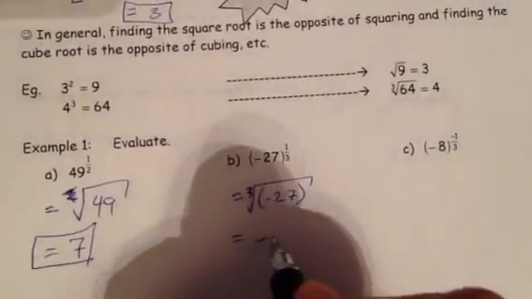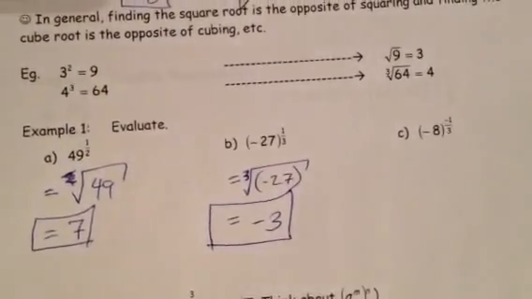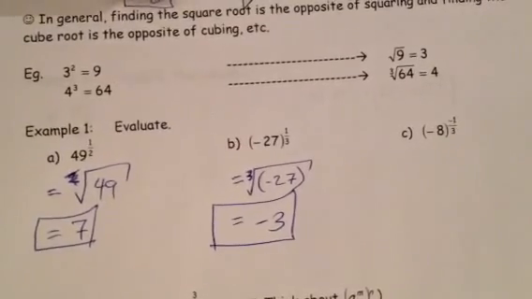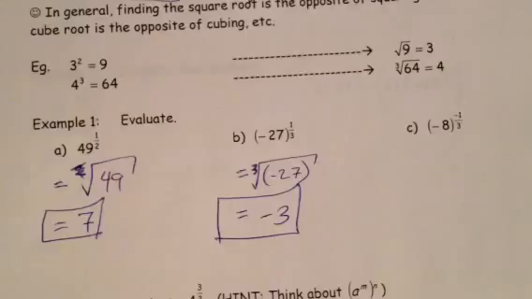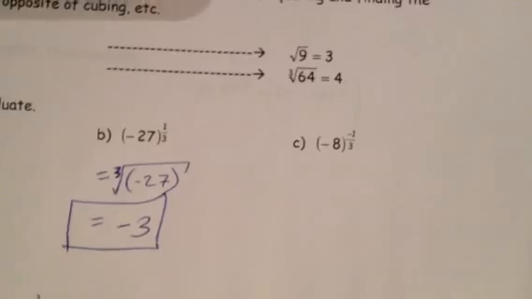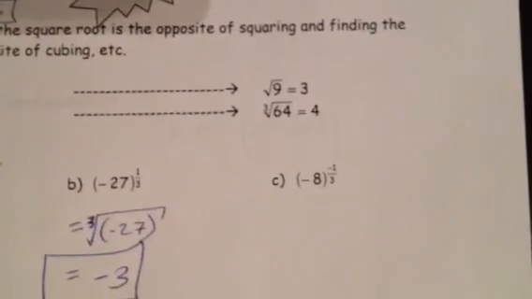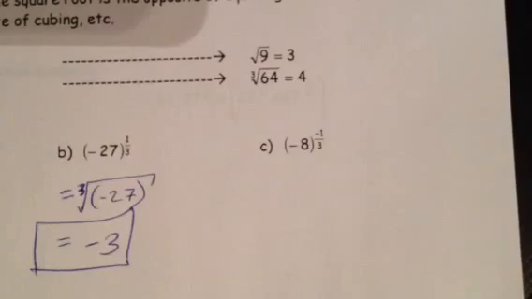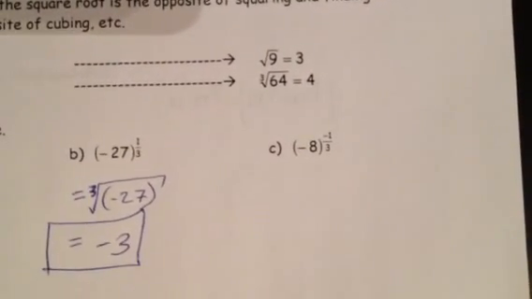The cubed root of negative 27 is actually negative 3, because negative 3 times negative 3 is positive 9, times another negative 3 is negative 27. Moving along here, we have negative 8 to the power of negative a third. Now there's a problem here on this one, because not only are we dealing with a third, but we're dealing with a negative third.